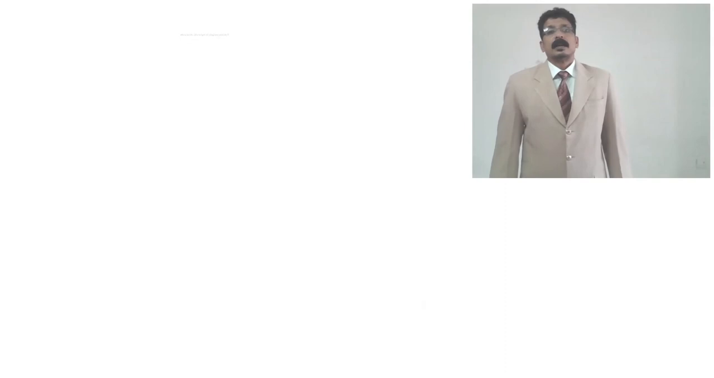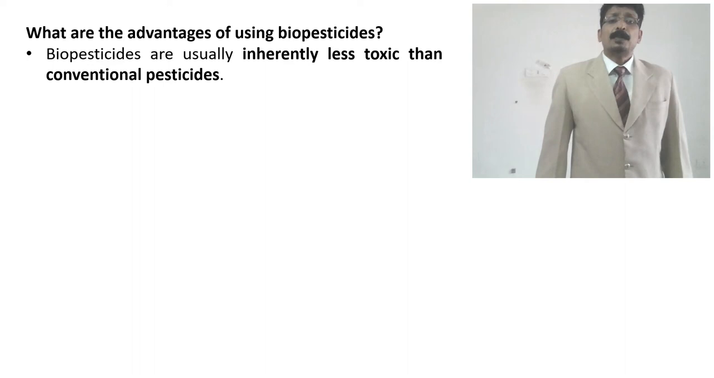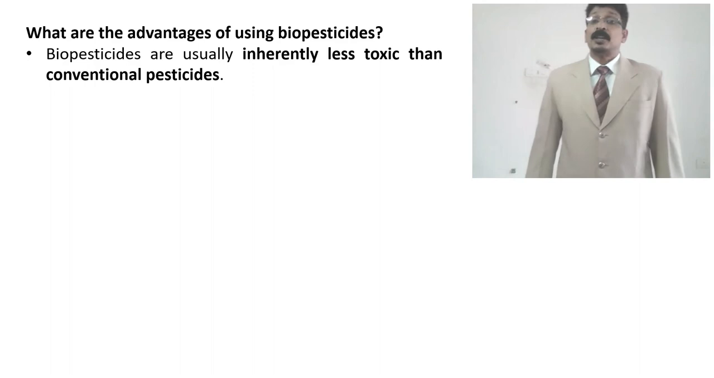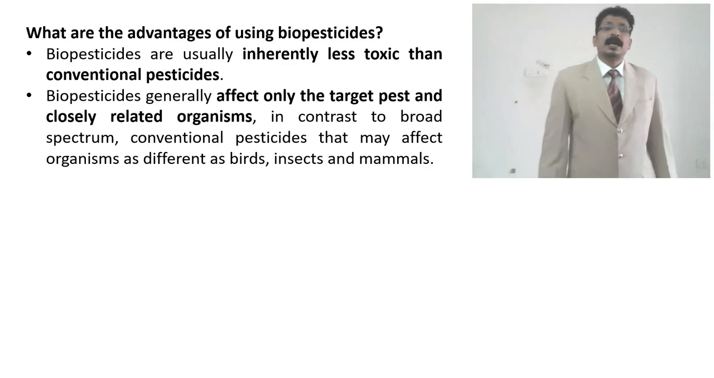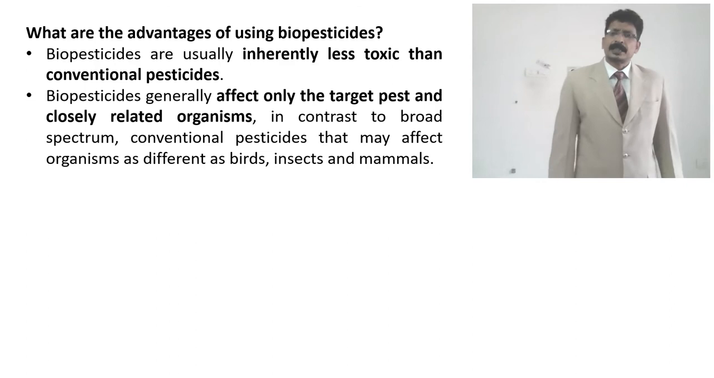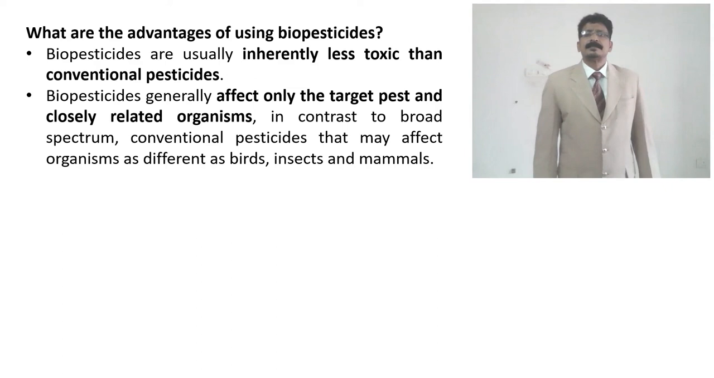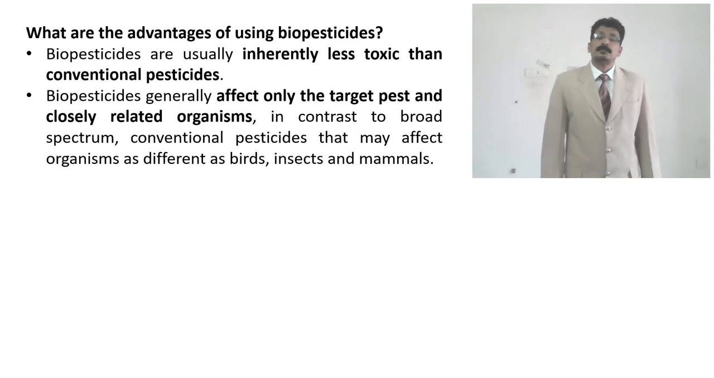And what are the advantages of using these biopesticides? Biopesticides are usually inherently less toxic than conventional chemical pesticides. Biopesticides generally affect only the target pests, not other animals or plants nearby, and closely related organisms, in contrast to broad-spectrum conventional pesticides that may affect organisms as different as birds, insects, and animals.